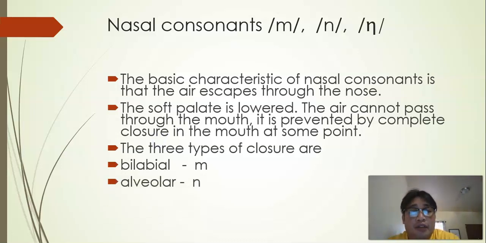Next, alveolar, the sound that gives us N. And the last one, velar. It comes from the back, just like when you're producing k and g.